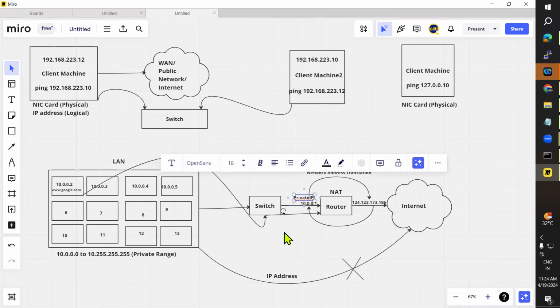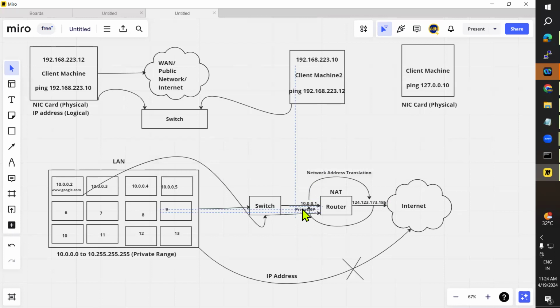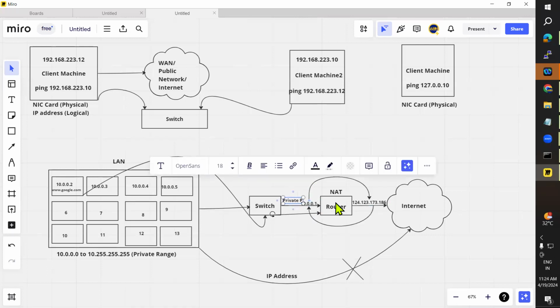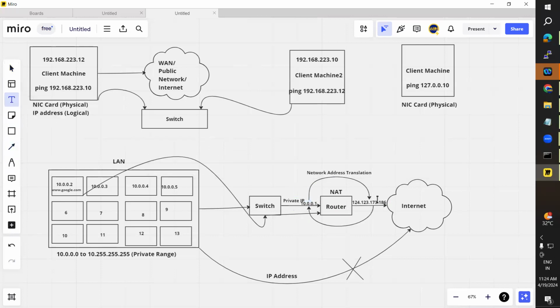This IP is the router private IP address. This is the router private IP address, and this is the router public IP address. Router should have both IP addresses. What does a router do? We discussed in the last class. Router is to enable the communication between multiple networks.